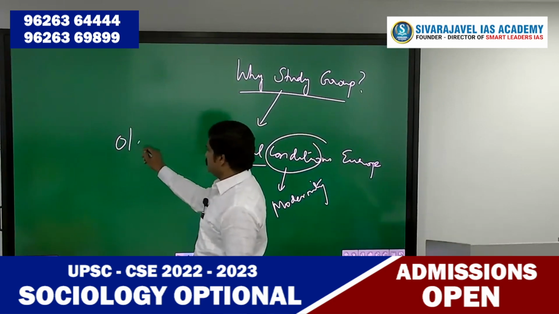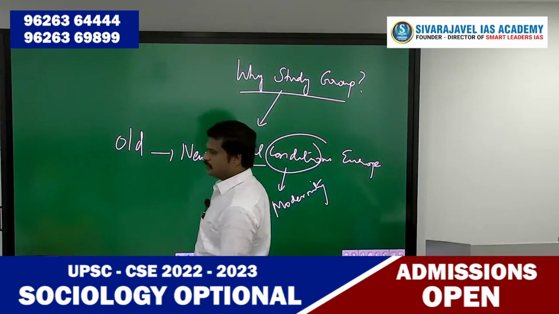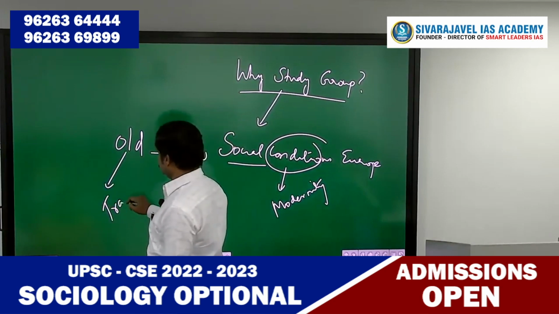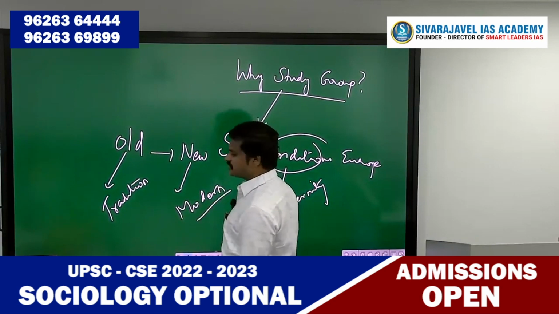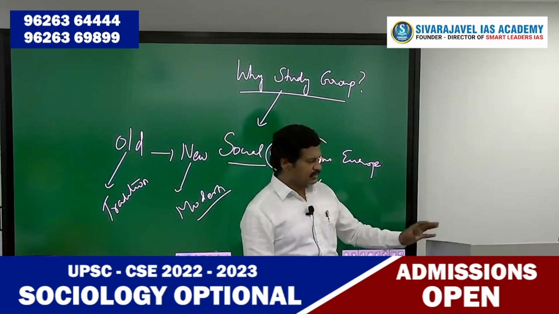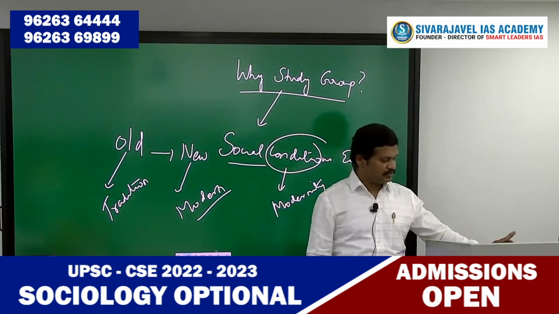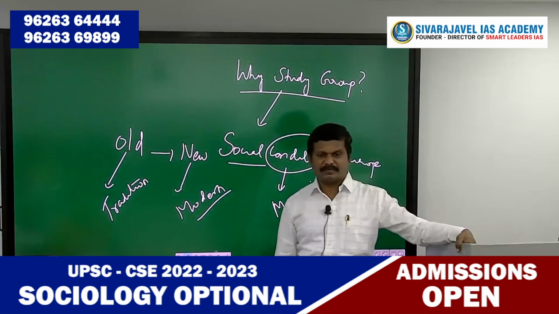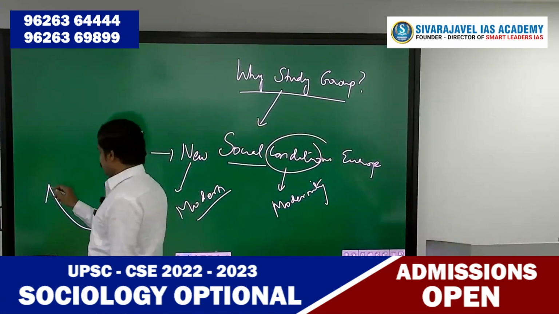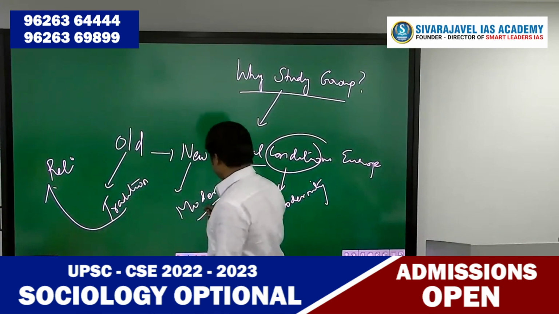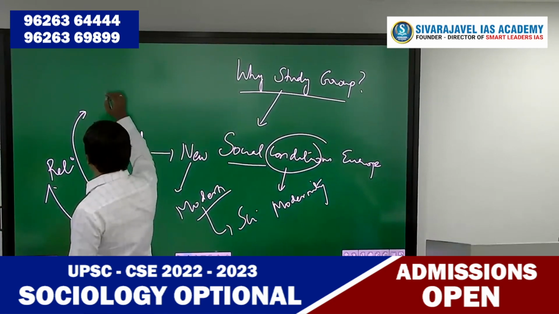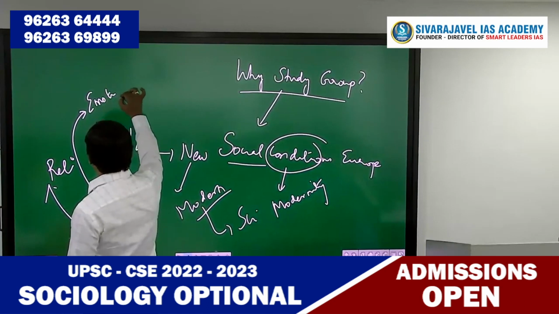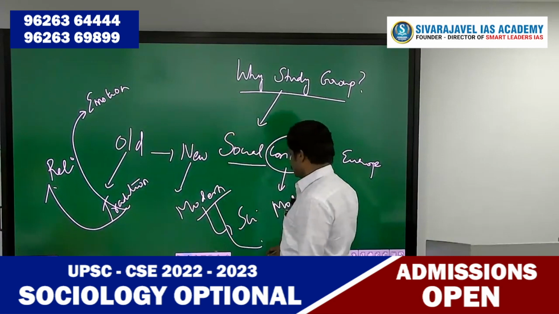Old Europe became new Europe. Old is tradition. New is modern. So, what is modern? What is opposite to tradition? That is modern. Yes or no? If tradition is religion, modern should be what? Science. If tradition is emotions, modern is what? Rationality.